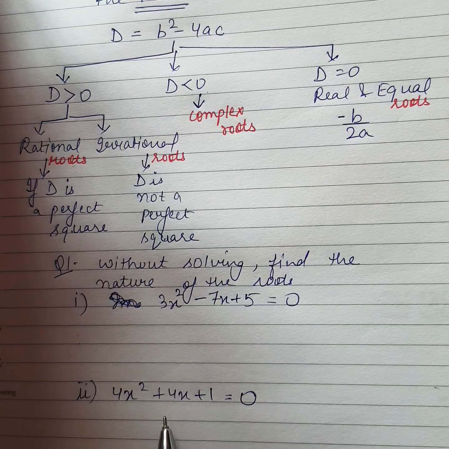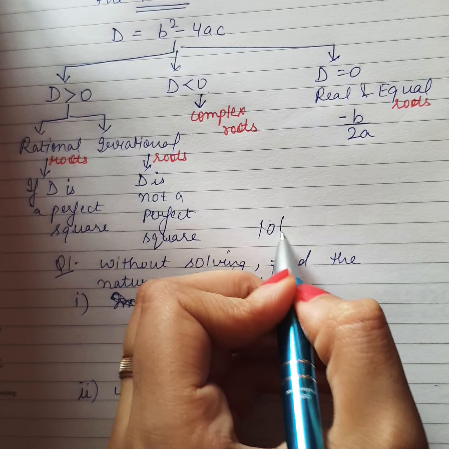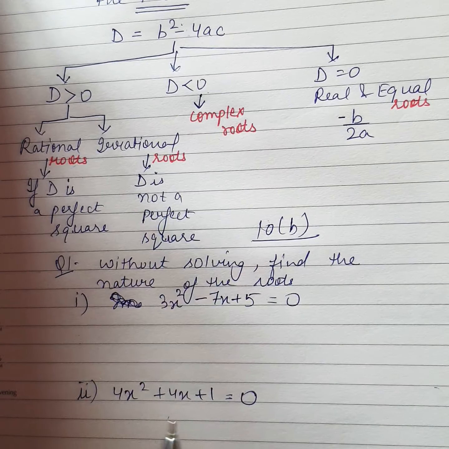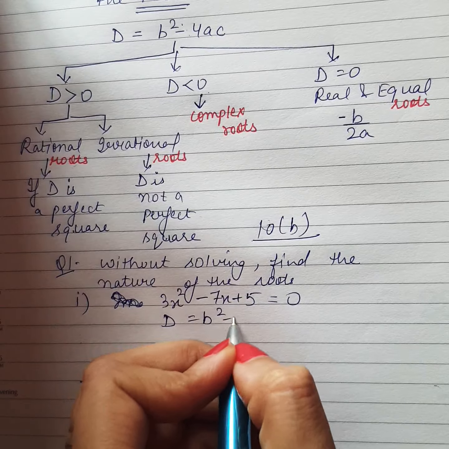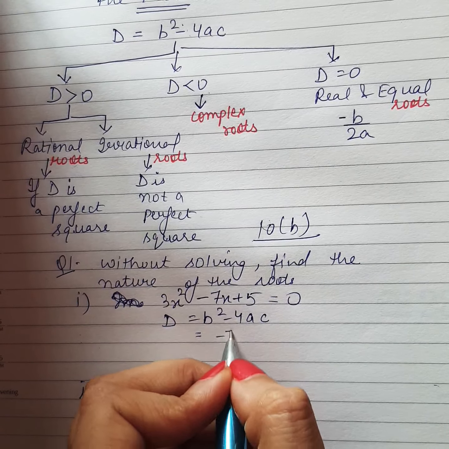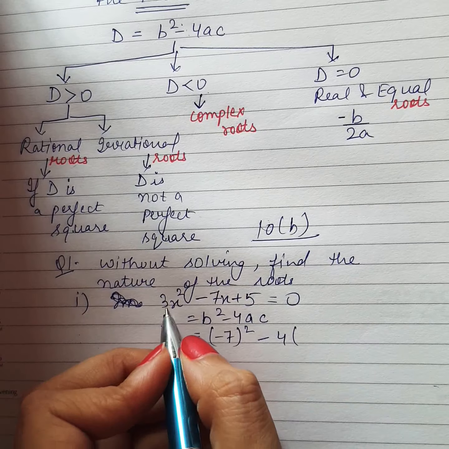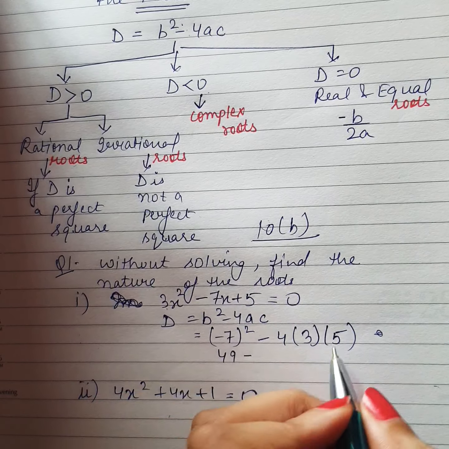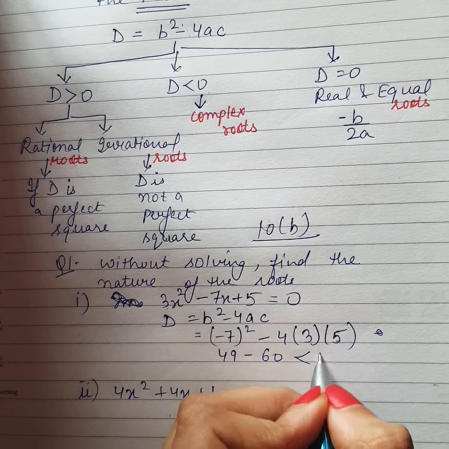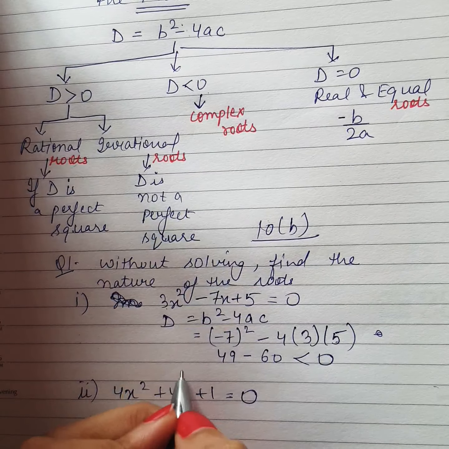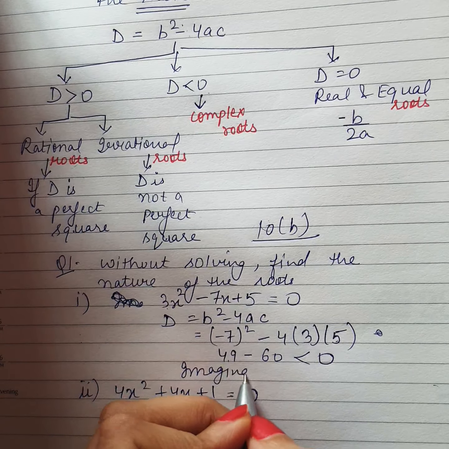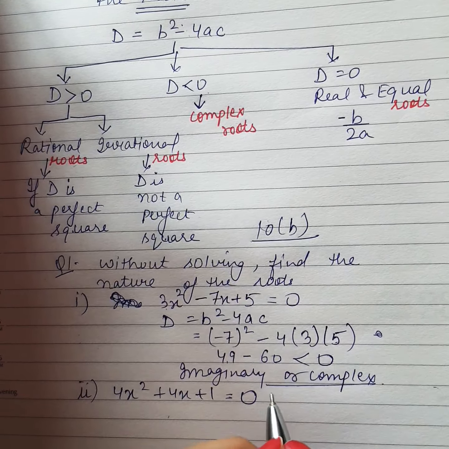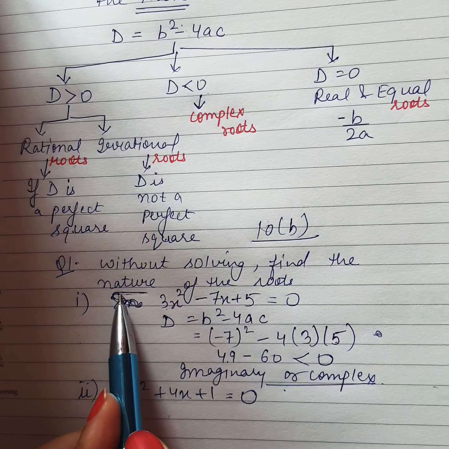Now these are two questions from exercise 10b. Without solving, find the nature of the roots. So we are only going to find the discriminant. b square minus 4ac. Minus 7 whole square minus 4 into a into c. 49 minus 60. So obviously the answer is going to be negative. When D is negative, the roots are imaginary or complex roots. So we need not actually find the roots. We are supposed to only find the nature of the roots.